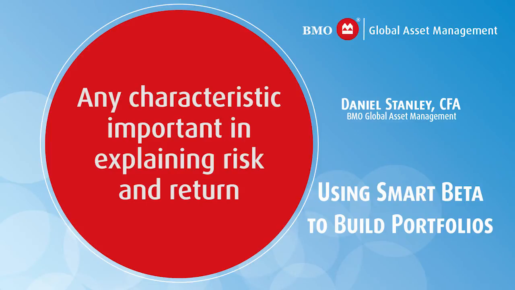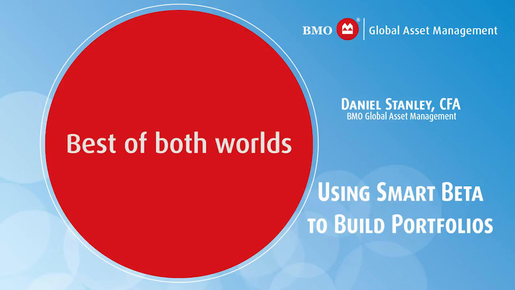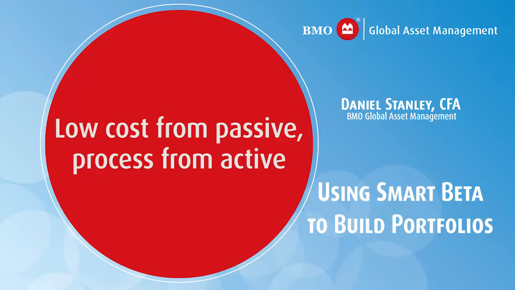The factors that MSCI has identified as having earned a long-term risk premium include momentum, quality, size, value, low volatility, and high yield. Dan, how does smart beta fit with passive and active investing? Well, Corey, smart beta is meant to take the best of both worlds. It's meant to take low cost from passive investing and process from active investing.